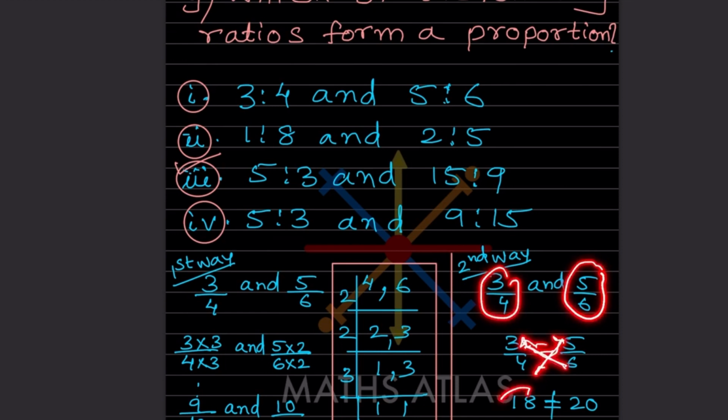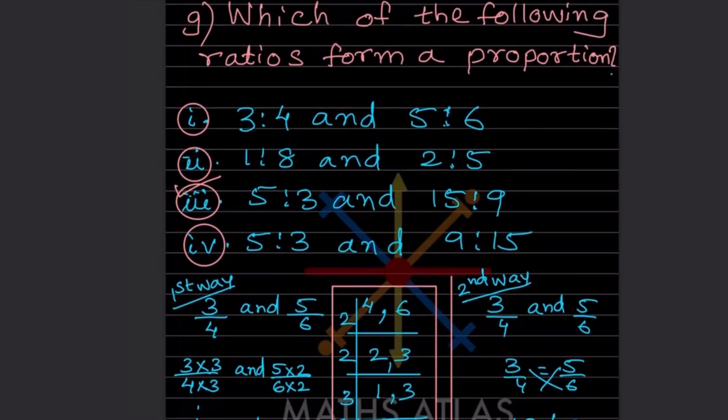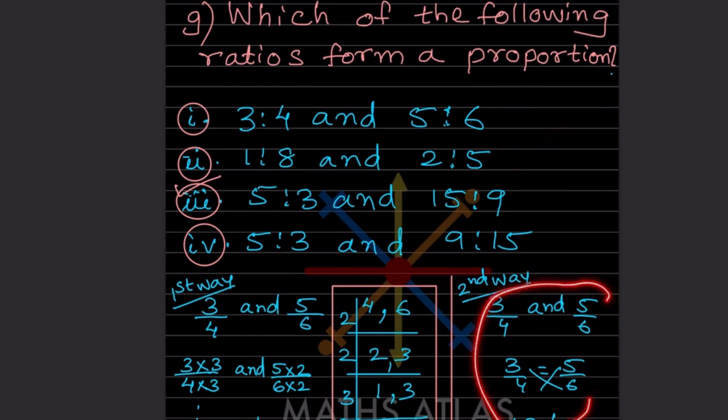So 6 3s are 18, and when this goes here, this is going to be 20. So now can you see 18 is not equal to 20. So this is not in proportion. So what you can do here, same thing you can look for this one. In the same way you can go for the shortcuts also. For this one, second way we can do it quickly.